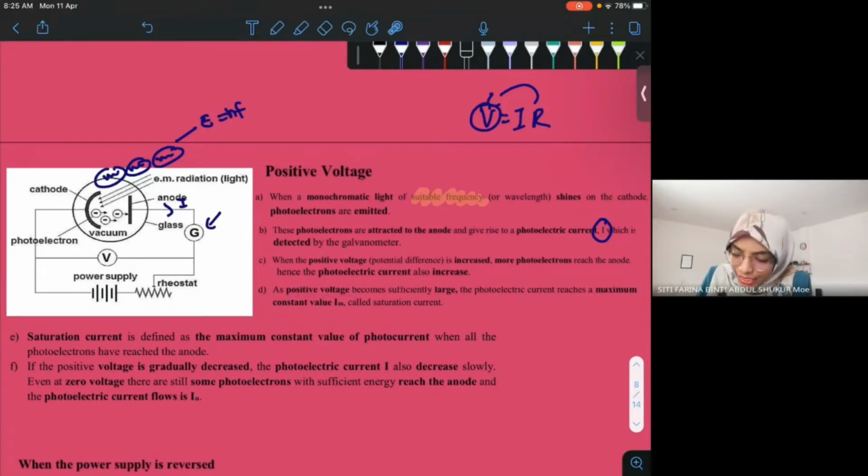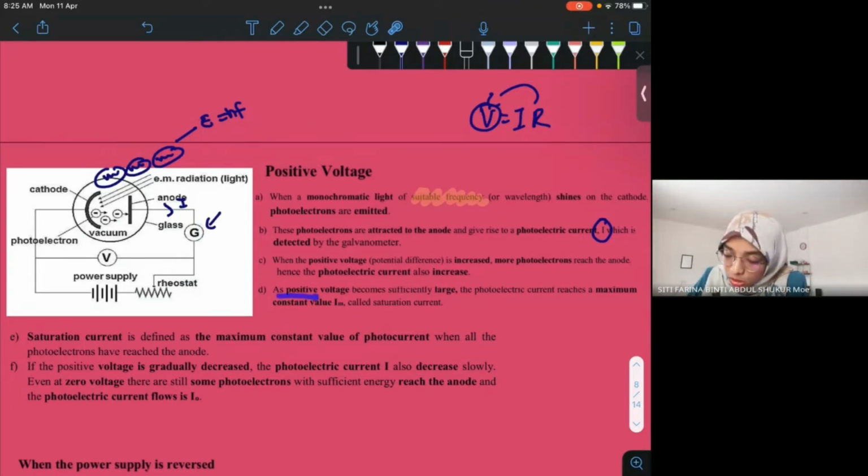Potential ini akan increase. It will lead to the difference between these two plates to become greater. Bila perbezaan antara dua plate ini lagi besar, apa yang akan jadi adalah this anode now can attract more photoelectrons. So lebih banyak photoelectron yang akan sampai ke anode. Once you have photoelectrons reaching the anode, you are going to have more photocurrent sekarang. So lagi banyaklah photocurrent yang kita akan experience dekat sini. Maksudnya nilai current kita is going to increase.